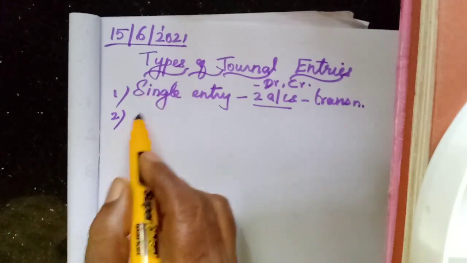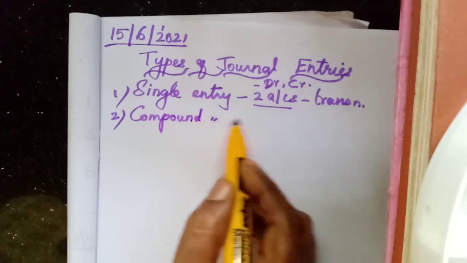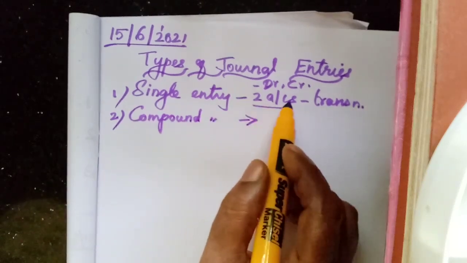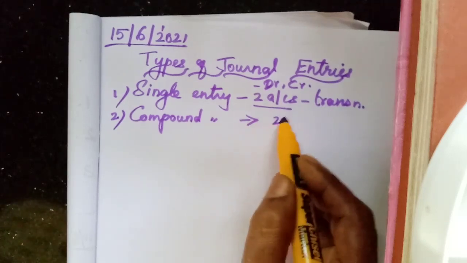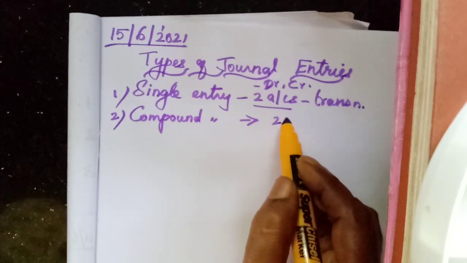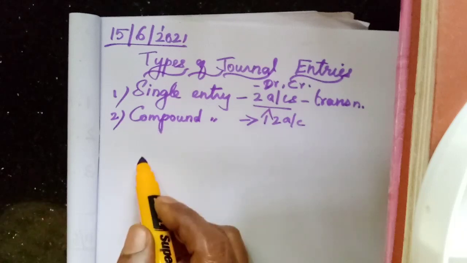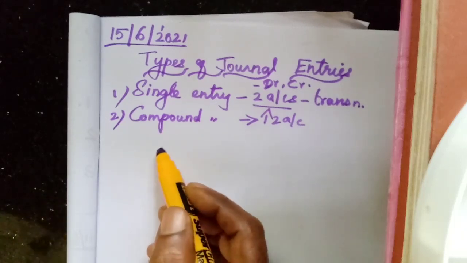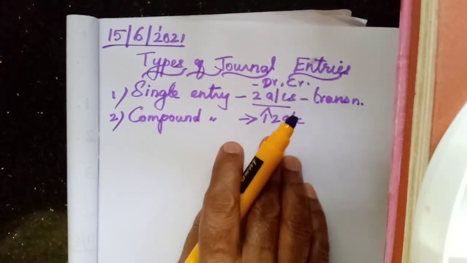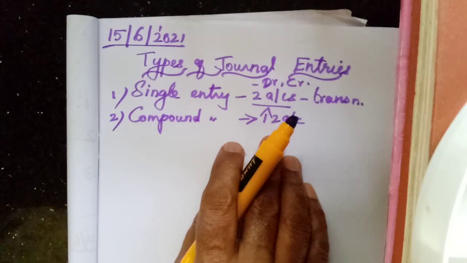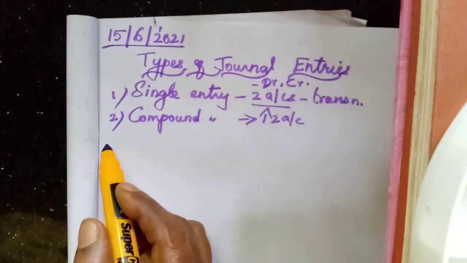Then the opposite of single entry is compound entry. Previously we have learned that a minimum of two accounts must be involved. There may be more than two accounts. If the transaction involves more than two accounts, then that entry is called compound entry. Here, with more than two accounts, either it may be debited or it may be credited. That entry is called compound entry.